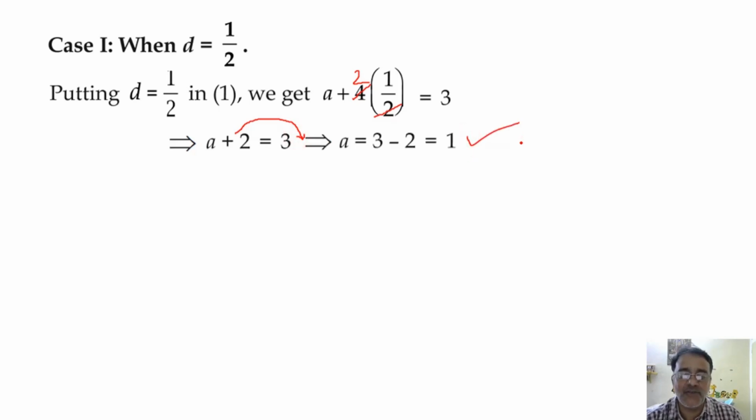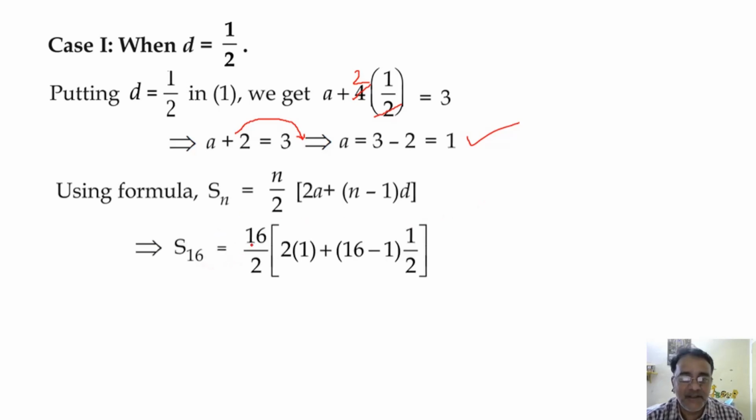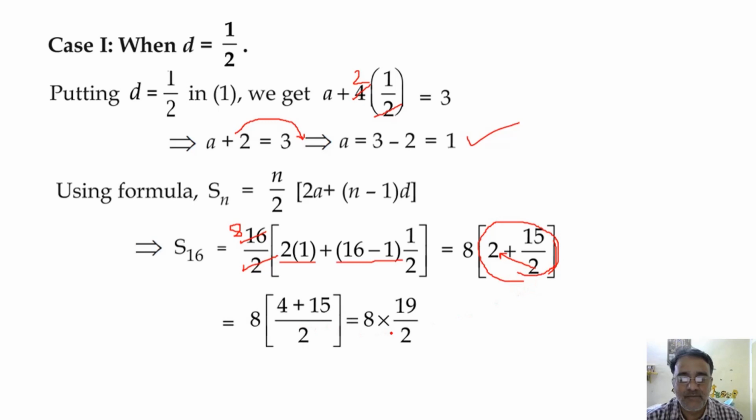Now, according to the question, what do we have to find? The sum of the first 16 terms. So 16 by 2, 2A plus 16 minus 1 into D. This 2 becomes 2 and this is 15 by 2, and this becomes 8. If you take the LCM, you get 19 by 2, and again you can cancel it. So what is the final answer? 76. Right, 76.